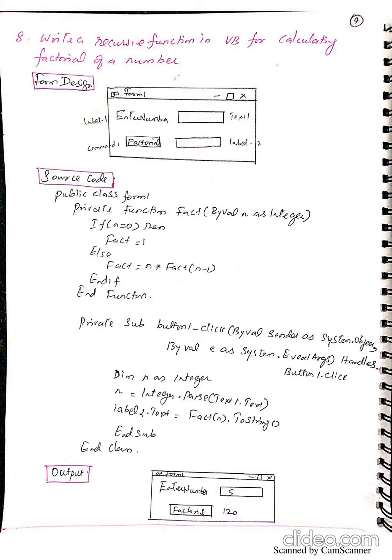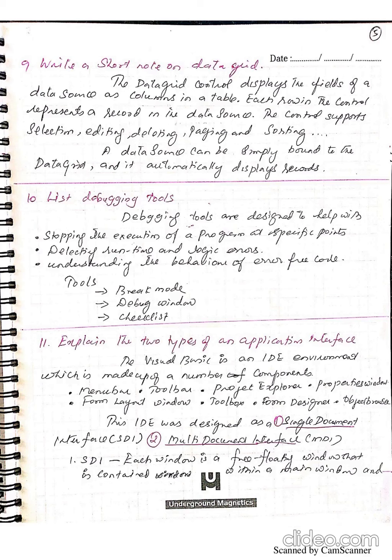Question number 10. List debugging tools. Debugging tools are designed to help with stopping the execution of the program at specific points, detecting runtime and logic errors, understanding the behavior of error free code. Tools: break mode, debug window, checklist.